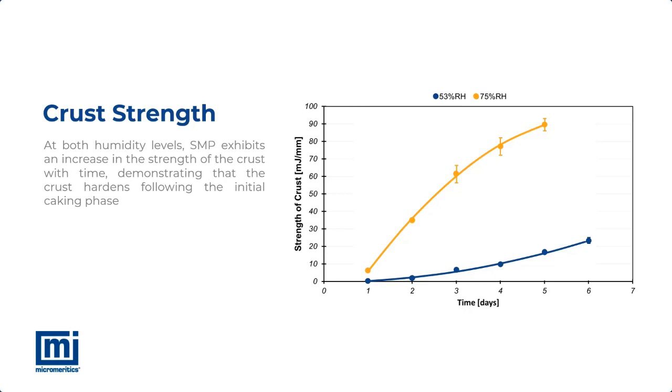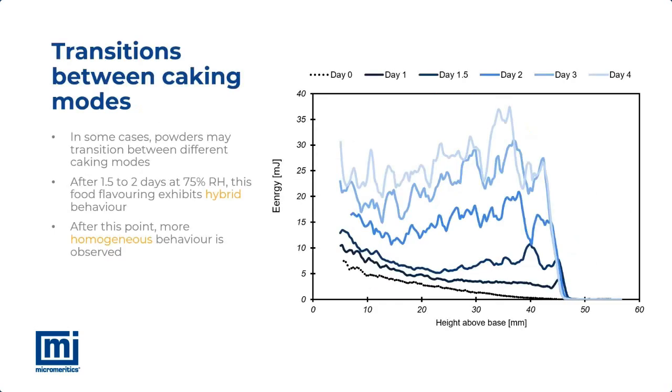A longer-term experiment would need to be performed in order to understand how long this increase would go on for, but it's clear that even in a drier environment, long-term storage could be highly detrimental to this powder's flowability. So far, we've seen that powder caking can depend on the powder itself and on the environmental conditions under which the powder is stored. However, the evolution of the caking is also worth considering.